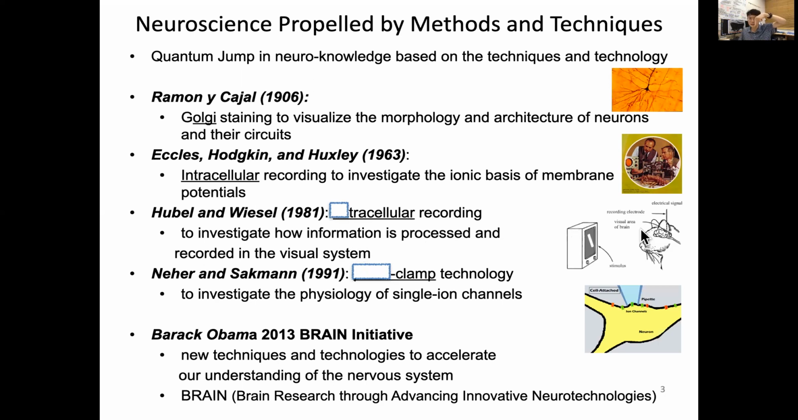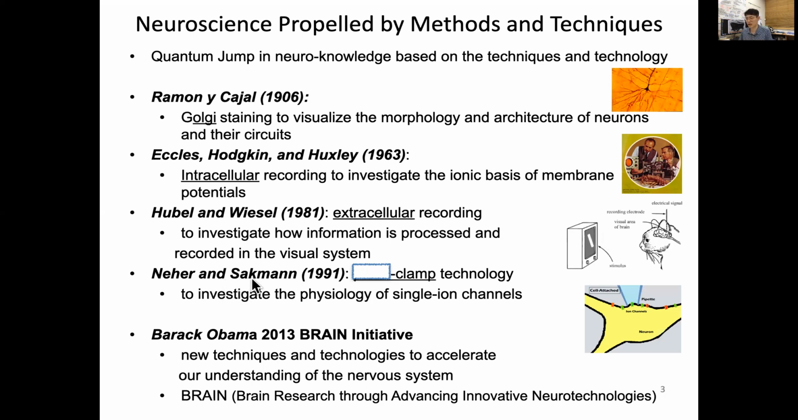They inserted the electrode not precisely inside the cells, but kind of outside of the cell, so it's called extracellular recording. This new method gave new ways of probing into the nervous system.